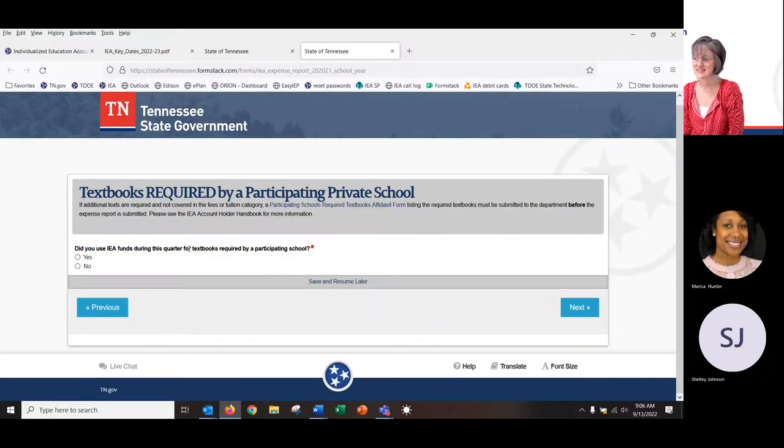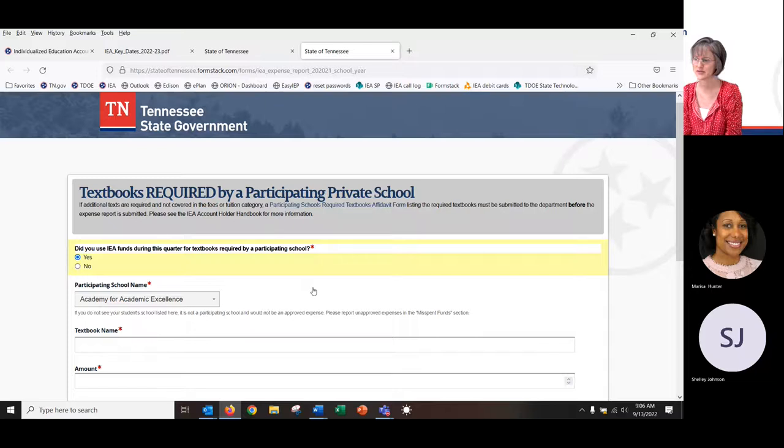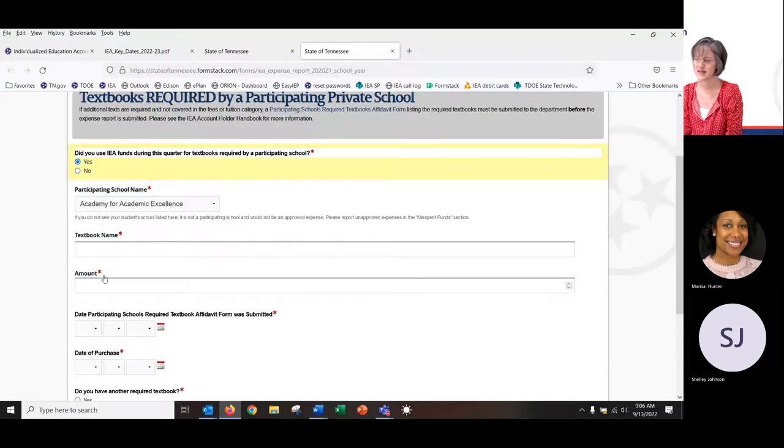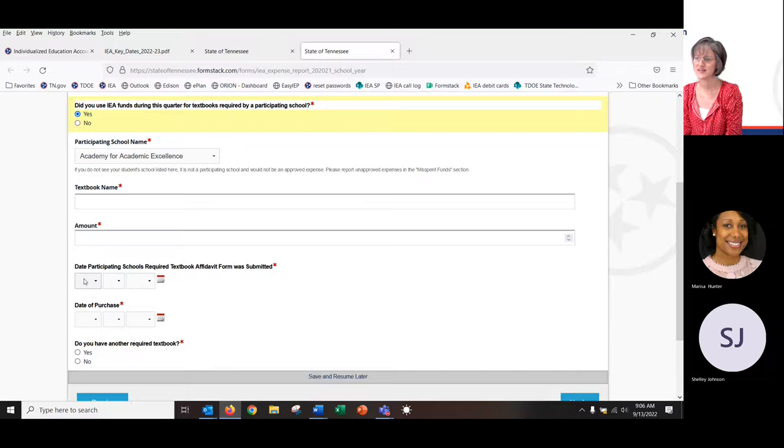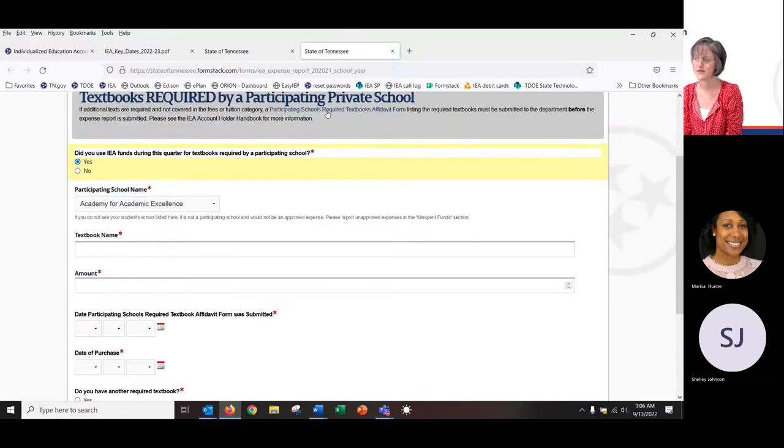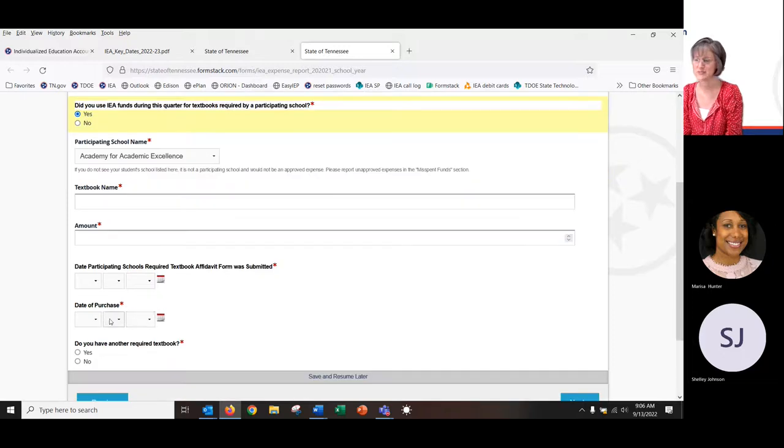The next one asks about textbooks that are required from a participating private school. Now, most of our schools don't charge extra for the textbooks, but if your school does, then you also have a form that it asks you to complete, and then you could submit for your textbooks here. So you've got the textbook name, the amount that you paid, again, the date that you submitted that form that we were talking about, and that form is also on our website. You're not going to wait to find it here. You would have already found it on the website. The date of the purchase that you made, and again, you can open up more fields here to add more textbooks.